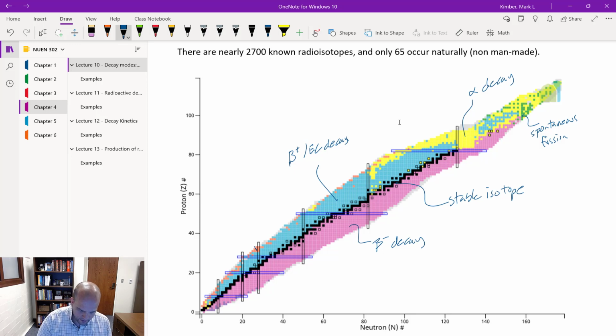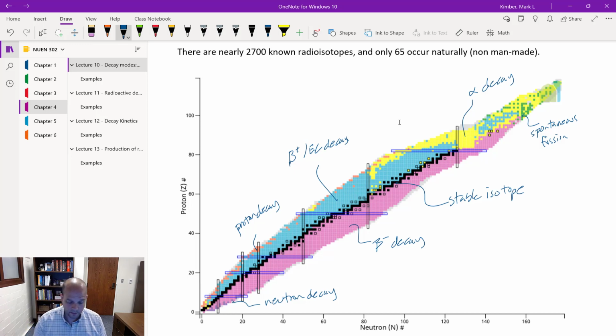These regions up here, this is going to be a proton decay. And it's a little hard to see these purple ones up here, but this is a neutron decay. And there's a handful of radioisotopes that actually experience proton or neutron decay. We aren't going to focus too heavily on those.